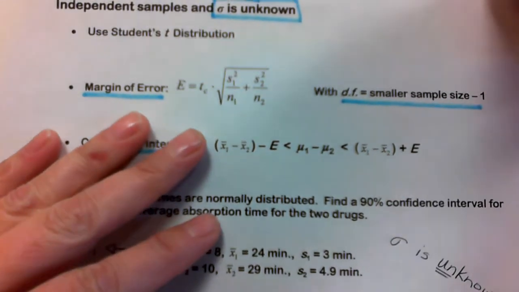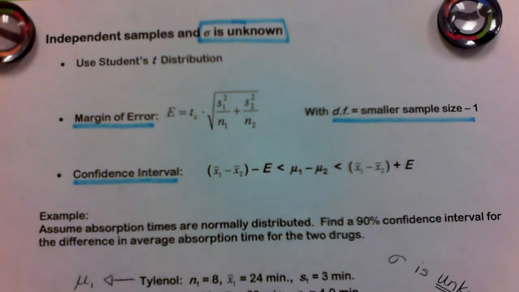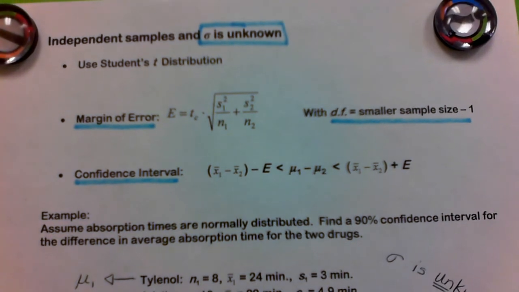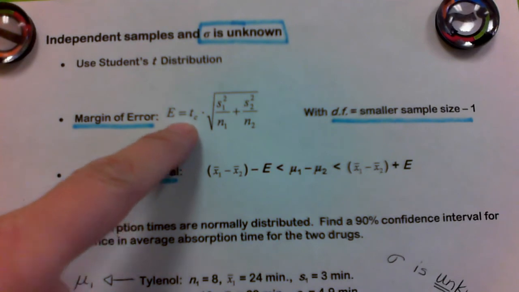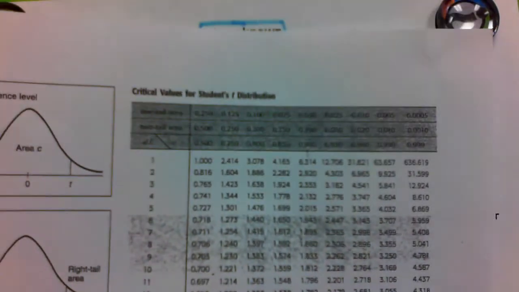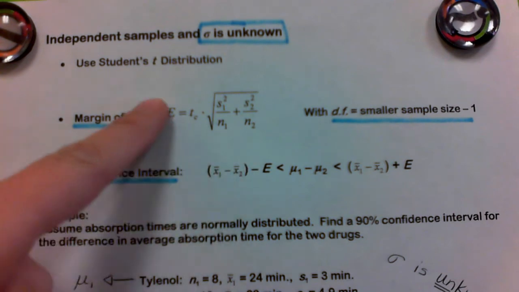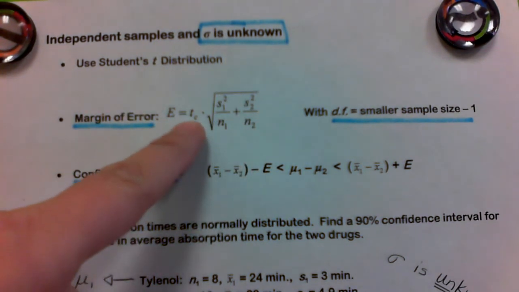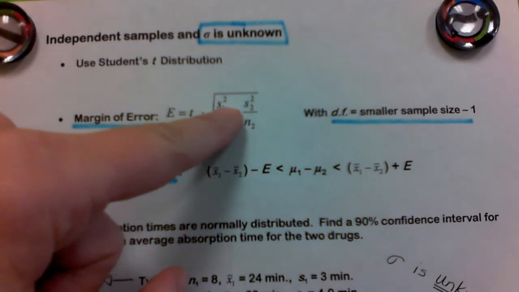So now we need to look at an example when sigma is unknown, because now when sigma is unknown, we have T sub C, and we will use the student's T distribution. So that's where we have to be careful. So notice the margin of error is basically the same formula, other than this is T sub C, and instead of sigma, it has S.